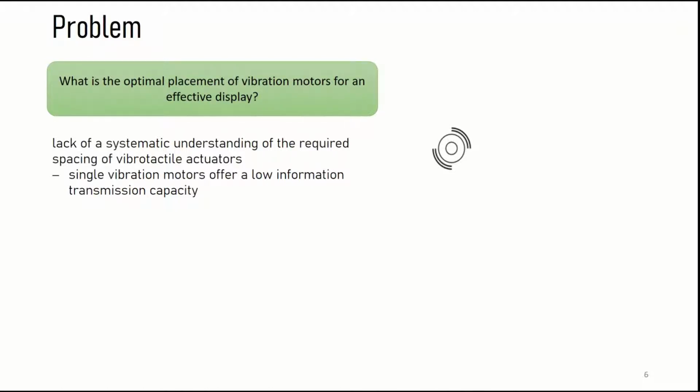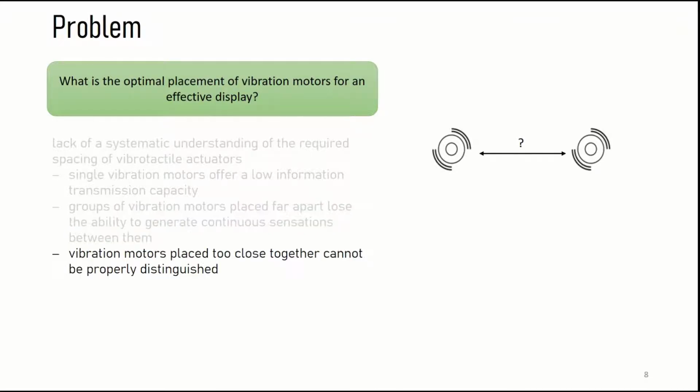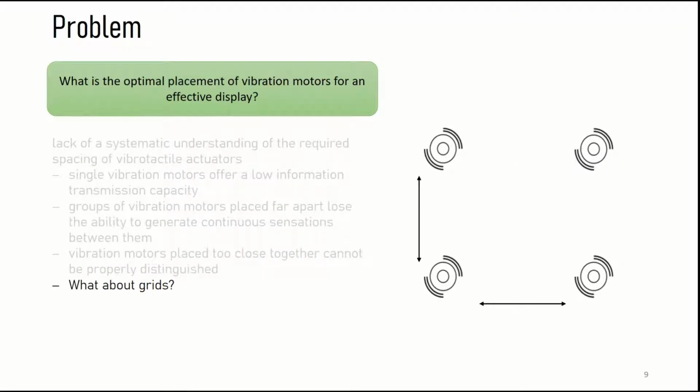A single vibration motor offers a low information transmission capacity. Groups of vibration motors that are placed far apart lose the ability to generate continuous phantom sensations between them, and vibration motors that are placed too close together cannot be properly distinguished. This information is critical in order to construct grids to be worn on the body.